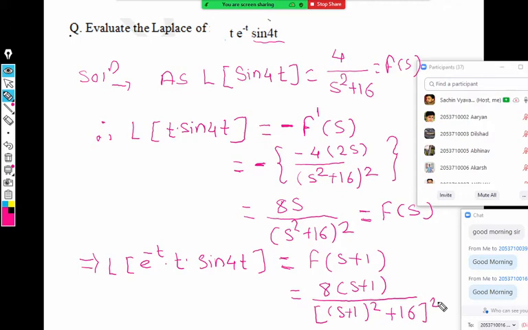So few combinations are there, and only those will come in the exam. This is the most popular combination. Many of the questions you will find in this form only: multiplied by an exponential function and multiplied by t, or multiplied by an exponential function and divided by t.